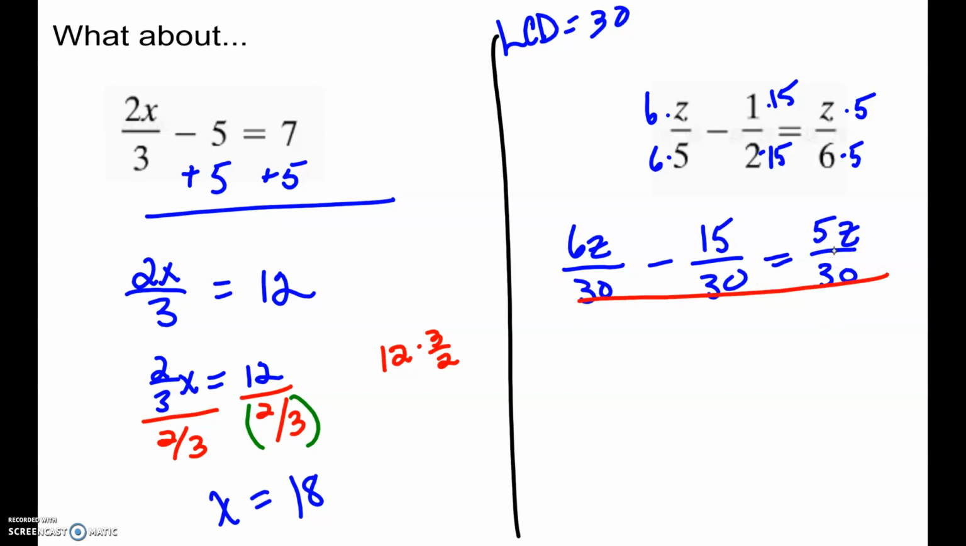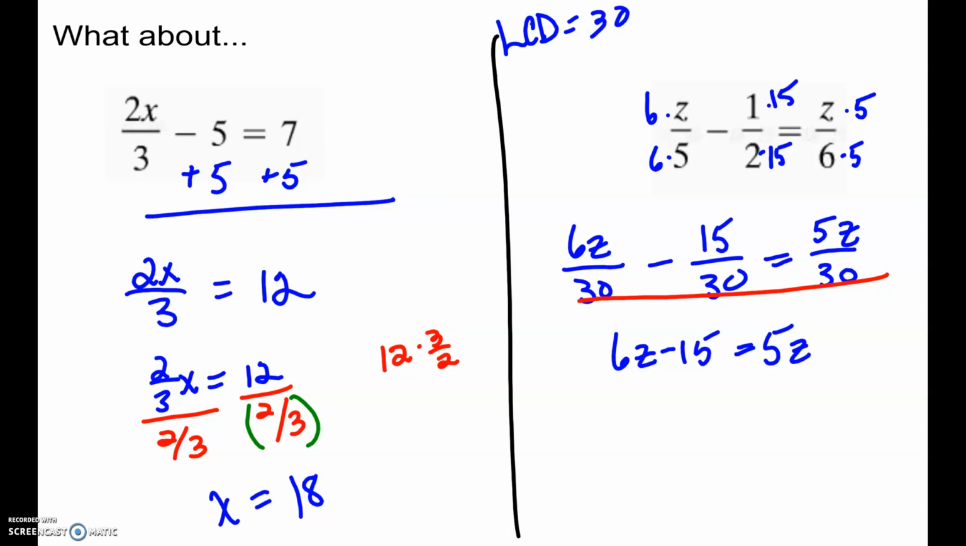Here's the fun part. Now that I have all the denominators the same, I get to ignore them. And I just look at the equation basically with the numerators, the top part, which would be 6z minus 15 equals 5z. Normally I like to keep my variable terms positive, but I'm going to break that rule in this particular problem because it saves me a step. So I have 6z minus 15 equals 5z.